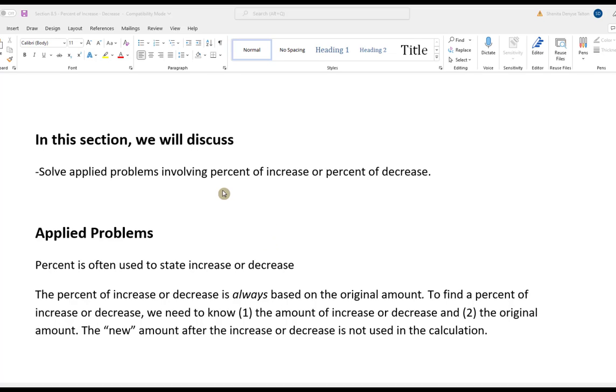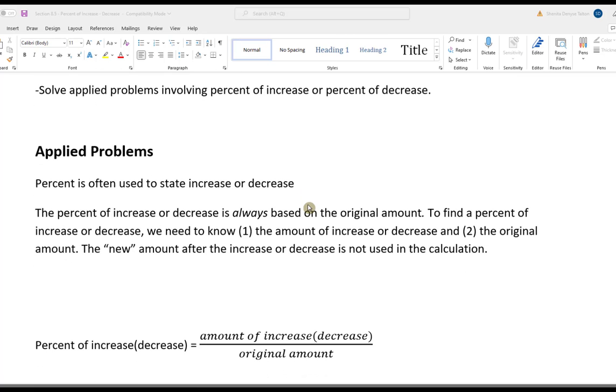In this section, we will discuss how to solve applied problems involving percent of increase or percent of decrease. So percent is often used to state increase or decrease. The percent of increase or decrease is always based on the original amount. To find a percent of increase or decrease, we need to know the amount of the increase or decrease and the original amount. The new amount after the increase or decrease is not used in the calculation.